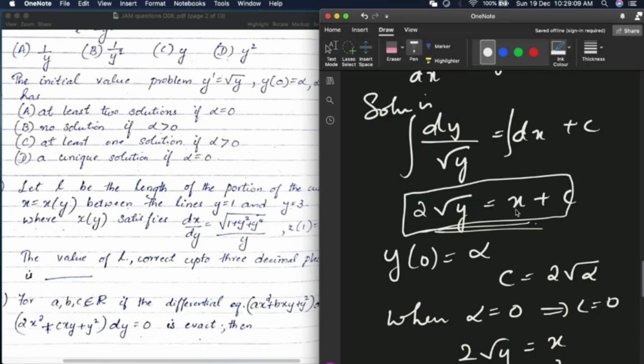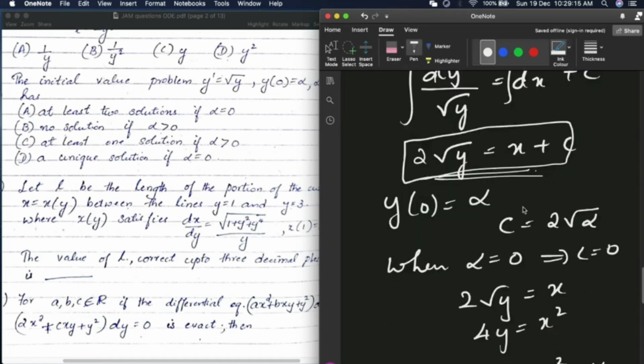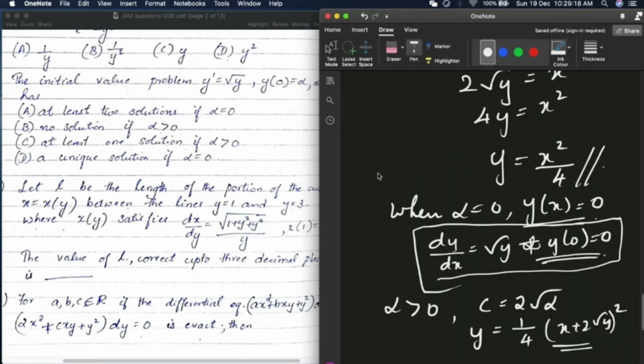y of 0 is equal to 0. I'll again give you c is equal to 0. The same solution only, no?